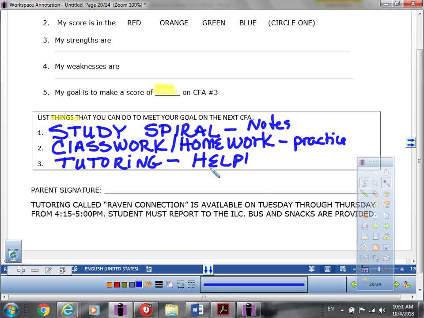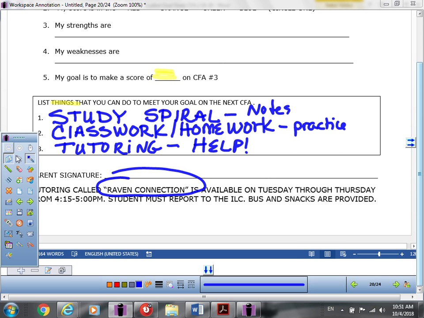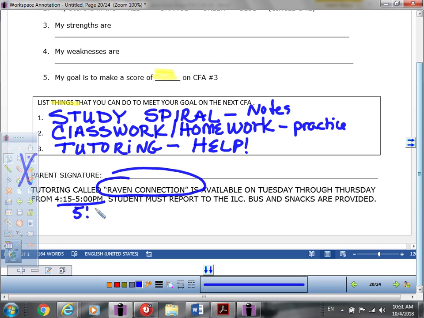Then do it. So I do want you to take this and get it signed by your parents. They need to see your grade, guys. We do have tutoring called Raven Connection. I've been telling you that for a while. It's from 4:15 to 5. Actually, it's 5:30. I messed up on that. Please fix that, put 5:30. There is bus and snacks provided, and all you do is go to aisle C and report over there. They'll sign you in, give you a snack, and then walk you to the classes.